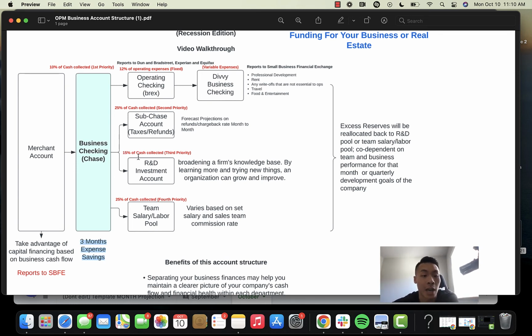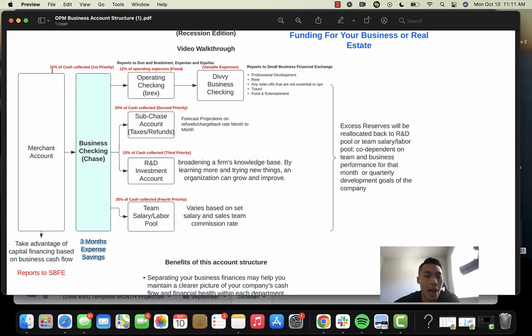So I like to always allocate 15% of that, which is for every $1,000, $150 goes to the R&D investment account. And then last but not least, to keep a very lean business, we like to stay under 30% of our overall cash collected for the month when it comes to the team salary and the labor pool: commissions, compensation, bonuses, and set salaries for the executives or even the co-founders. Again, this really varies based on the set salary and sales team commission rate, but for us personally, we like to keep it under 30%.